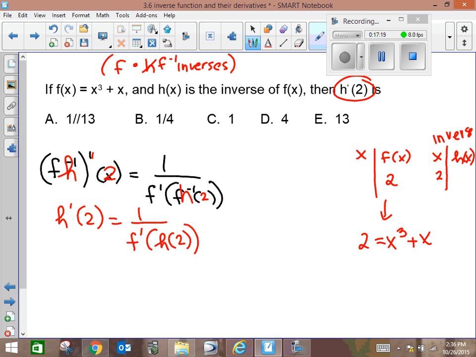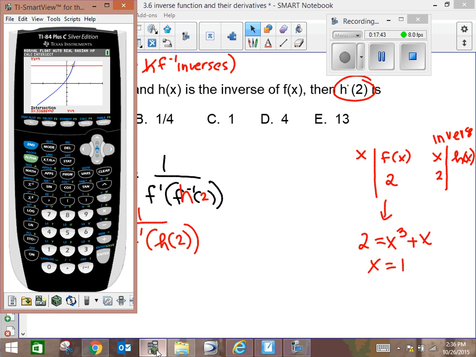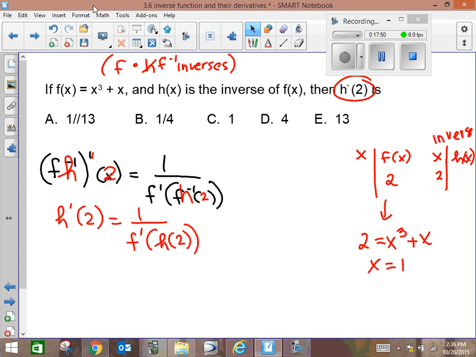Now get your calculator out. Do what you've got to do to find what X is. You can probably see what it is. It's going to be 1, because 1 cubed plus 1 is 2. That's just an easy one to do. But if you didn't see that, you would put this in y1, put this in y2, and then do an intersection. That would be probably the easiest way to do it. We'll do that later for the next one.